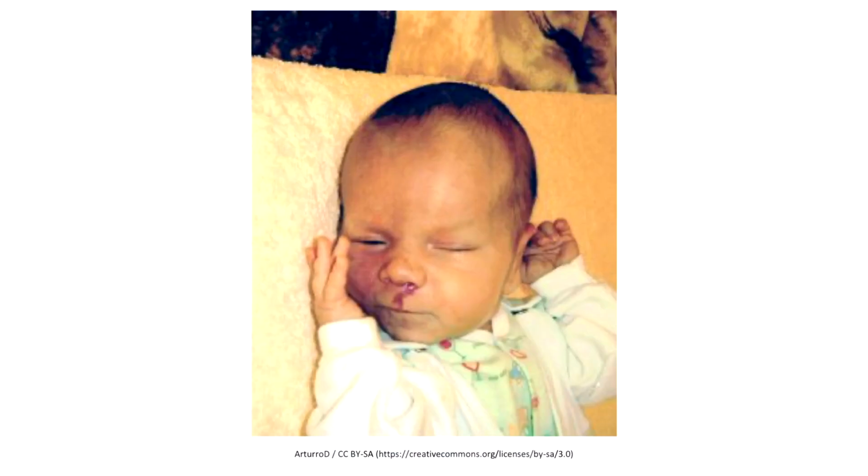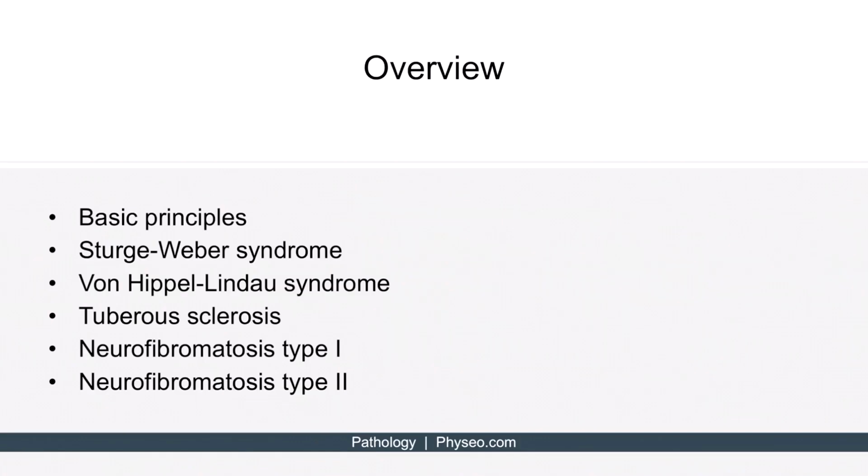Here we see an image of an infant with Sturge-Weber syndrome. It's easy to appreciate the port wine stain on the infant's right face in a V1 to V2 distribution of the trigeminal nerve, right here. The next disorder we'll discuss is von Hippel-Lindau syndrome.